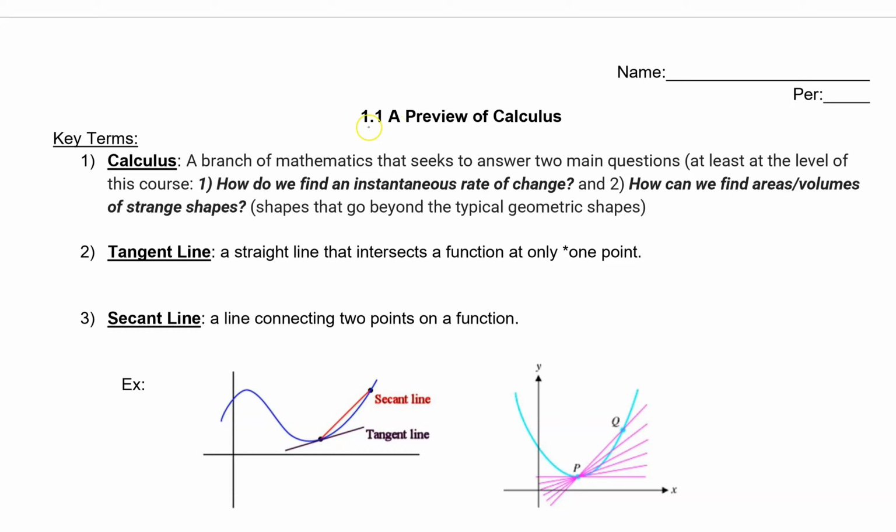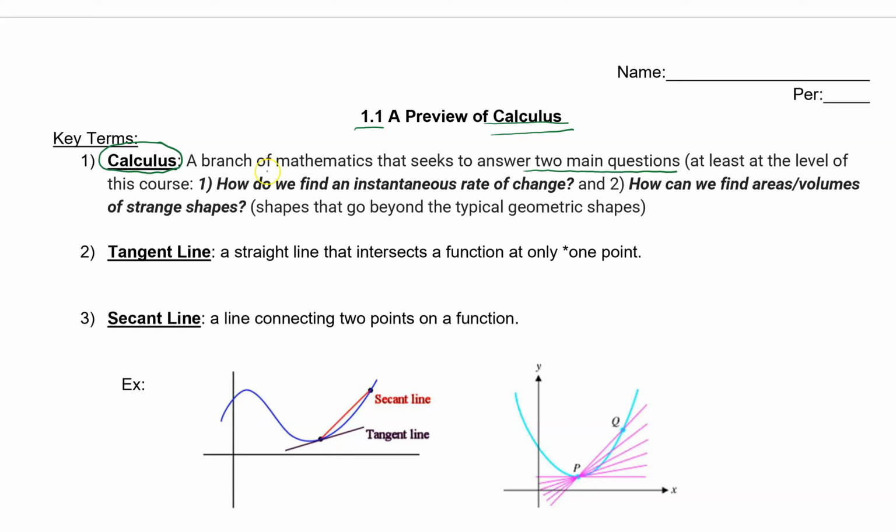We are going to be covering section 1.1 from your textbook, which is just giving you a preview of what calculus is for. So just to start off with some key terms, of course, calculus being the very first one. At the level we are in this course, this is Calculus AB. Calculus is a branch of mathematics that is going to be used to answer two main questions. These are the two main questions that we're seeking to develop and fully be able to answer by the end of this school year.